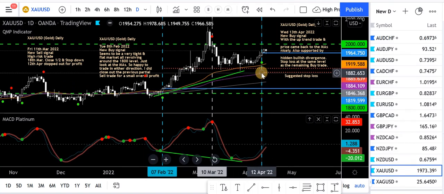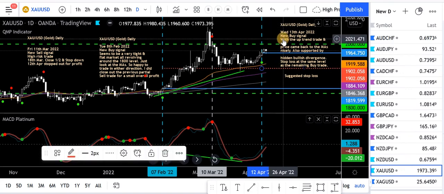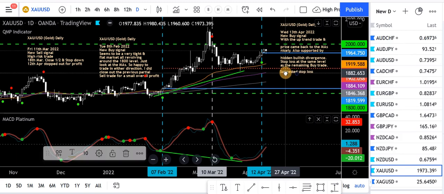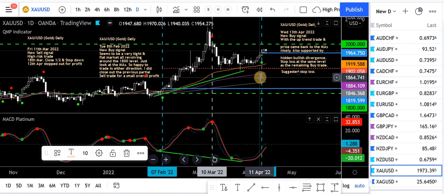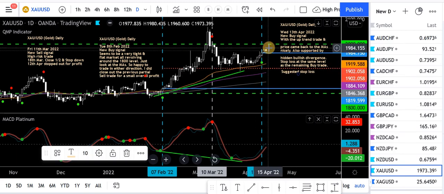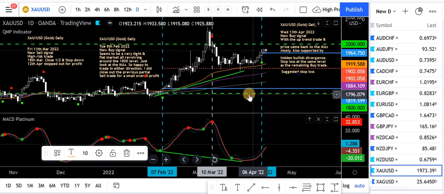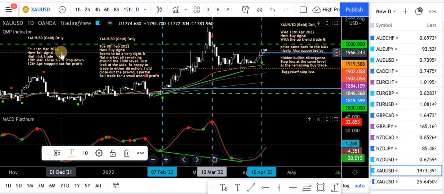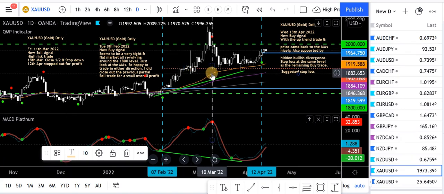Now, what have we got here? I might as well bring this stop up too. This is the recent buy. We'll put it in the same spot. So that's 13th of April, this buy here. These lines here, that's a $2,000 level, and that's the 1,800 level. We did take a sell on the 11th of March, so that's in here.